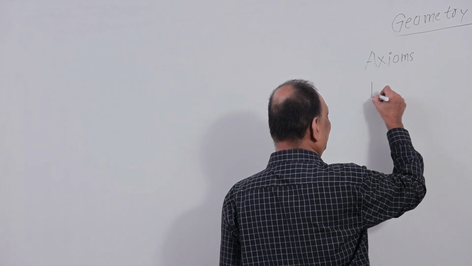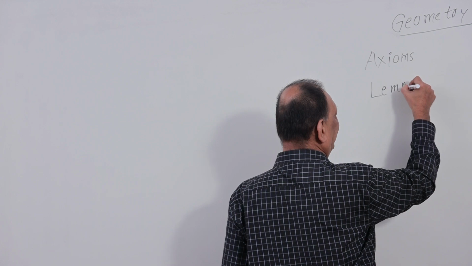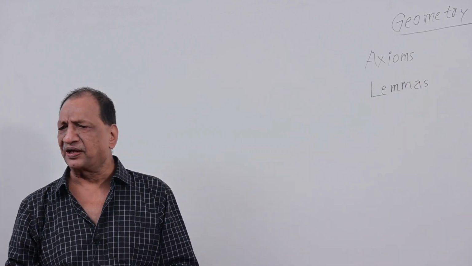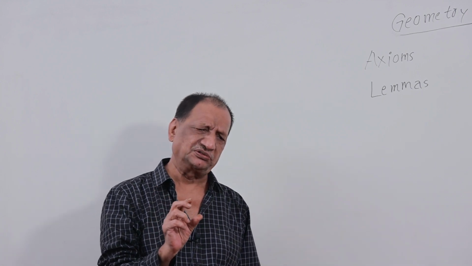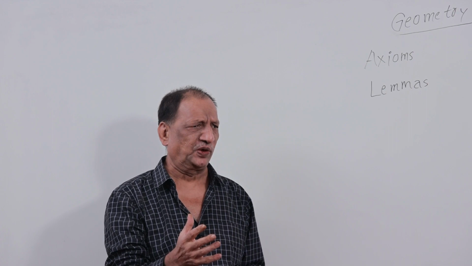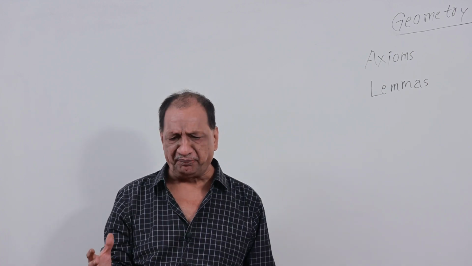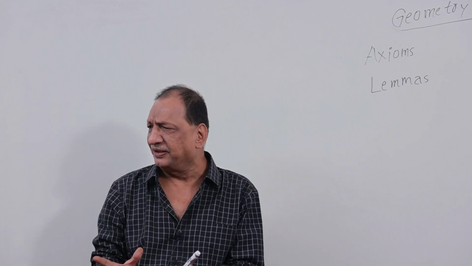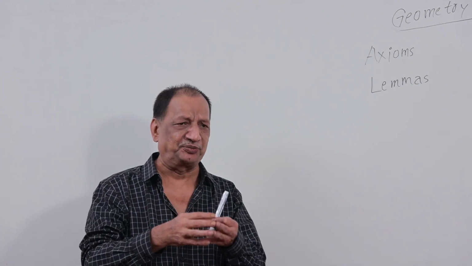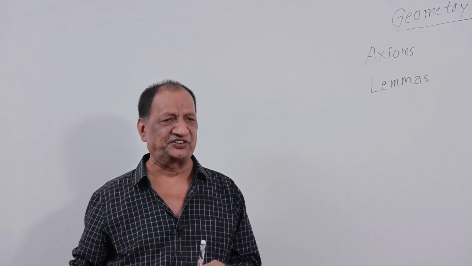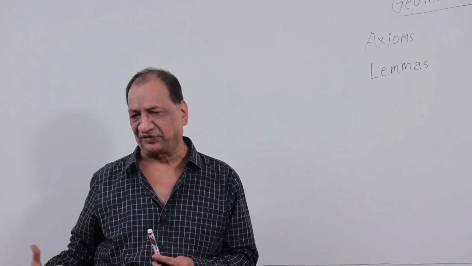Then, using these axioms, we prove some lemmas. Lemmas are small theorems, very small theorems. I can give you proof for that. They are true actually, but I can give you proof for them in 1 or 2 lines only. Very simple to prove, very simple to understand, but they are of great significance because I can use the lemmas as the basis for proving further things. So they are called lemmas.